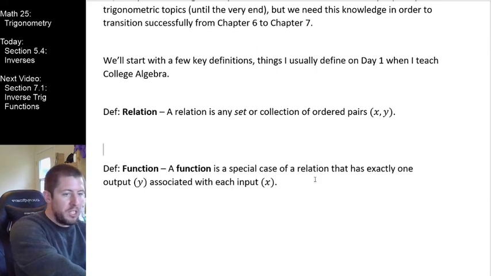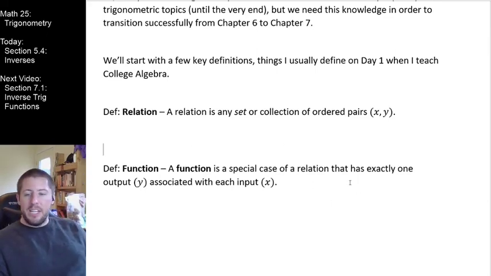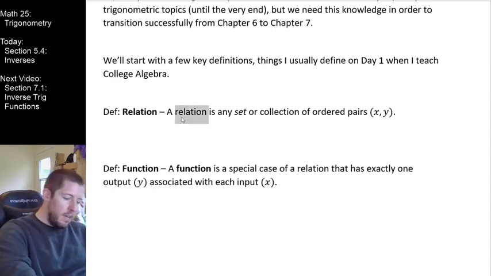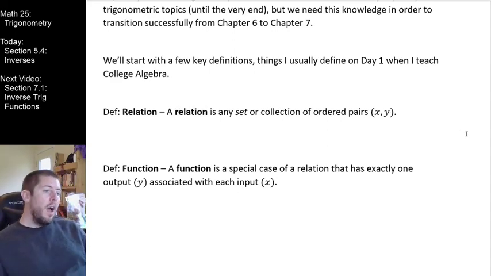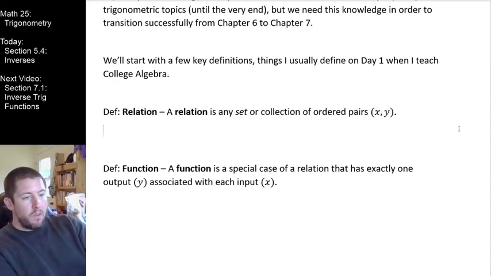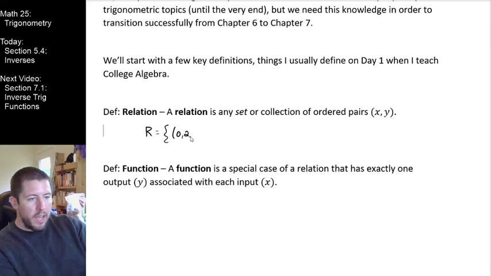First of all, two definitions right here. One is what is a relation, and two, what is a function? A relation is any set or collection of ordered pairs. What I mean by that is we could write any relation, maybe I just call it R right here. It could be a set of a bunch of ordered pairs. So here's an example relation.